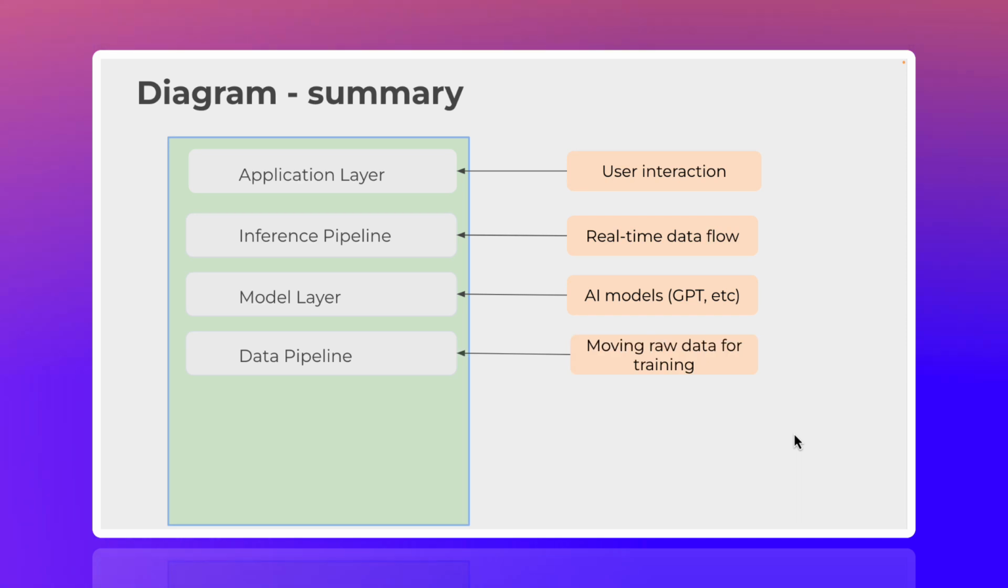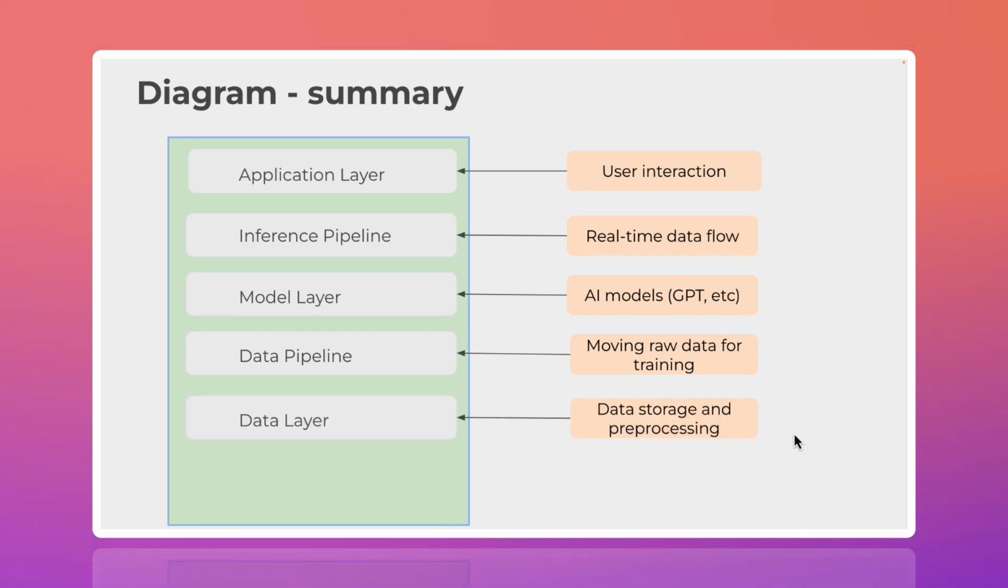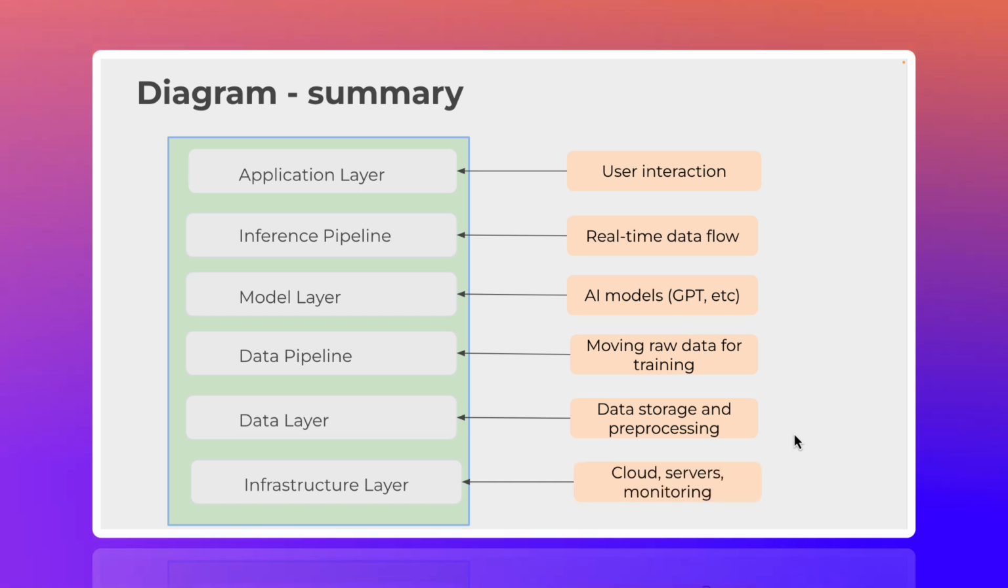Data pipeline. This is where the data is moving. So this allows the moving of raw data for training. Data layer, this is where the data is stored, or at least has the way of pre-processing and storage of data. And then we have the infrastructure layer. This is where we connect to cloud, platform, servers, monitoring and logging and all of that.